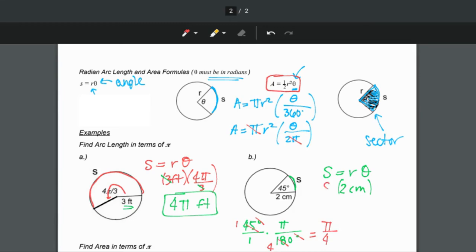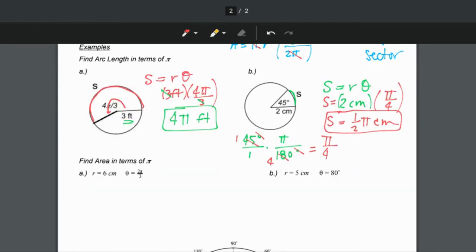So going back to our formula, it's S equals radius times the angle measured in radians, which is pi over 4. So now we have 2/4 or 1/2 pi centimeters. And notice it's not centimeters squared or feet squared. These are linear measurements. All right, moving on to the next problem where it asks you to find the area.